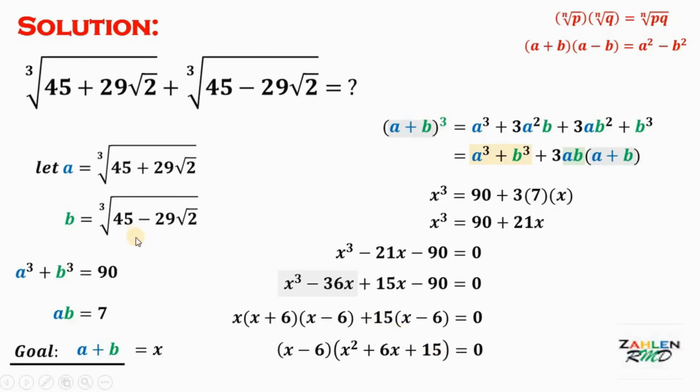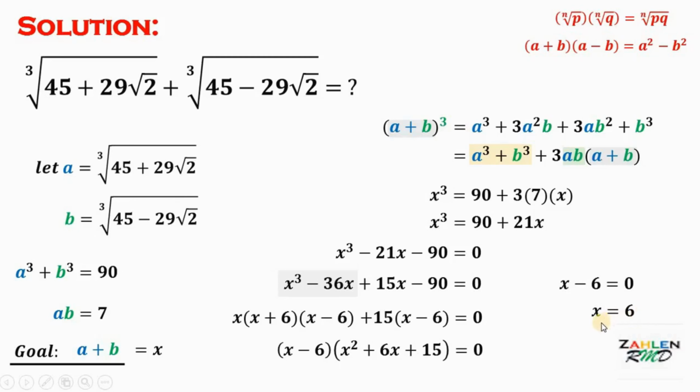Now, our goal is to solve for the real value of X. Looking at this quadratic equation, X squared plus 6X plus 15, if we try to find the discriminant, we get a negative value. Therefore, this quadratic equation will not give us a real solution. It follows that the factor that will give us a real value is the X minus 6. Therefore, X minus 6 must be equal to 0. It follows that X is equal to 6.